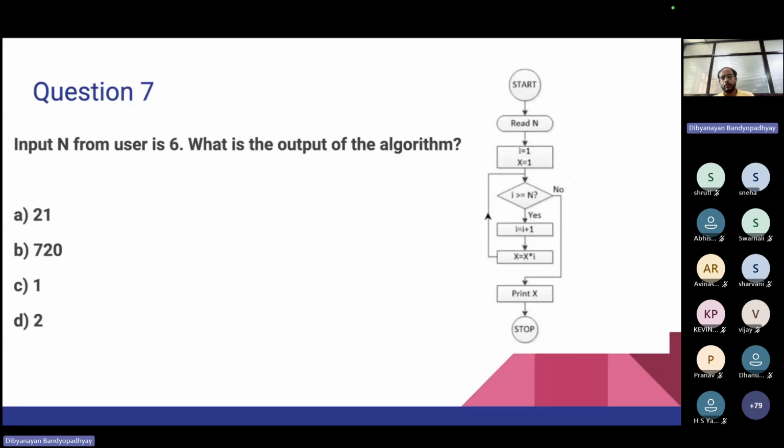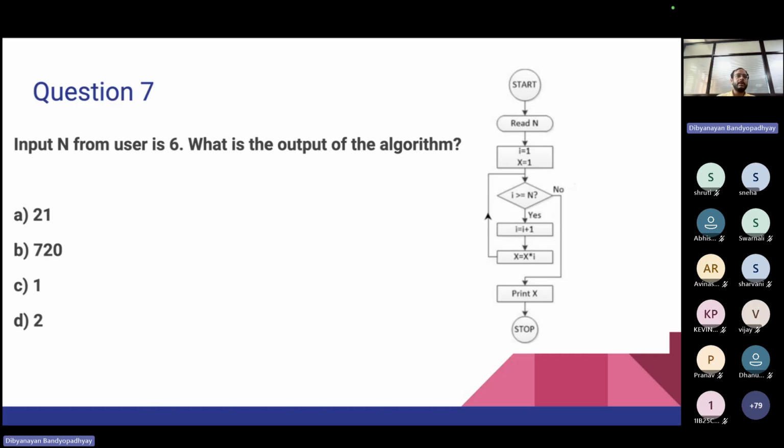So this is one flow chart, and the input n from the user is 6. What is the output of the algorithm? This is the flow chart given, and based on the flow chart, you have to answer these questions. A flow chart is one of the ways that you can represent algorithms.